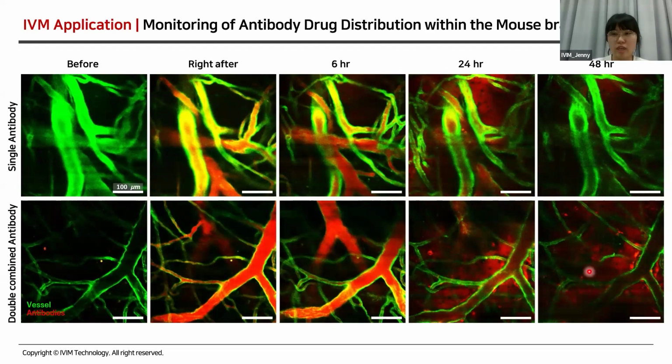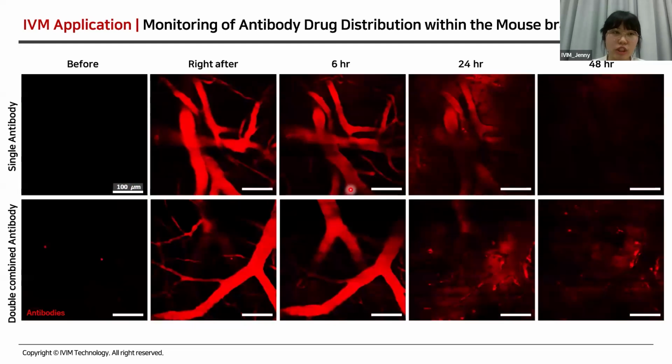Furthermore, a similar trend was maintained at the 48-hour time point, with the double antibody drug exhibiting a higher level of uptake and a more extensive distribution pattern within the brain tissue compared to the single antibody drug.